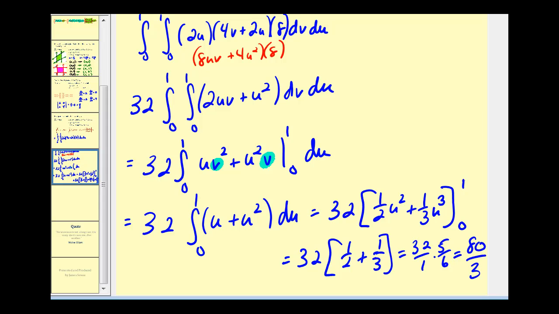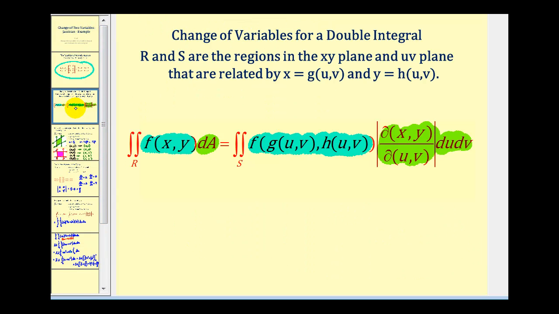So just remember, when converting to a new coordinate system, we do have to make sure that we calculate the Jacobian to determine the extra integrating factor.